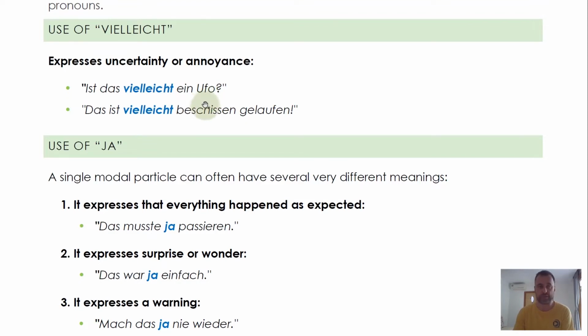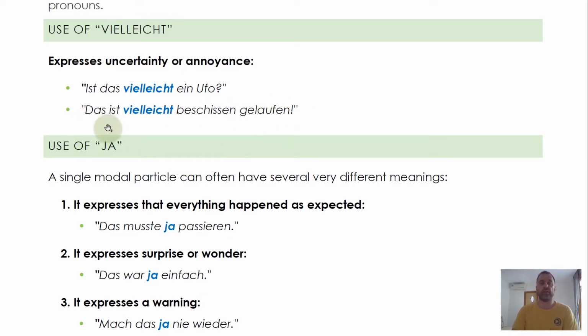Or it can express the same thing. Remember from yesterday's lesson, German particles, linked in the info cards, that we can always leave this out and it doesn't change the overall message. But with vielleicht in here, we express that we're really not sure what that is. And if we want to show annoyance, we can do that with vielleicht too. Das ist vielleicht beschissen gelaufen.